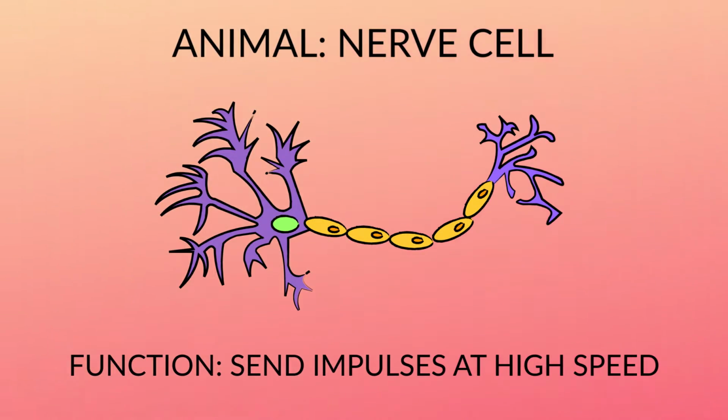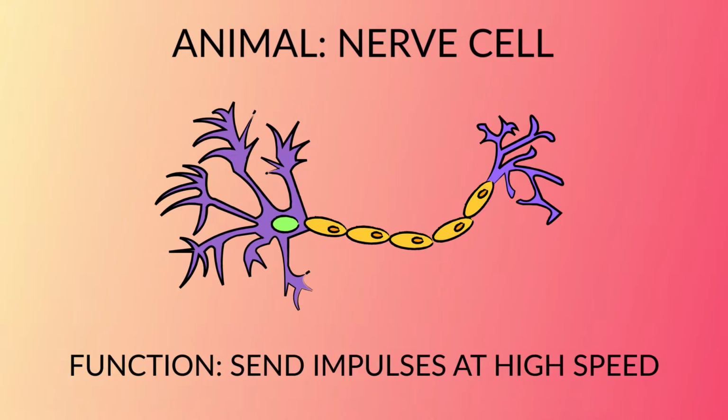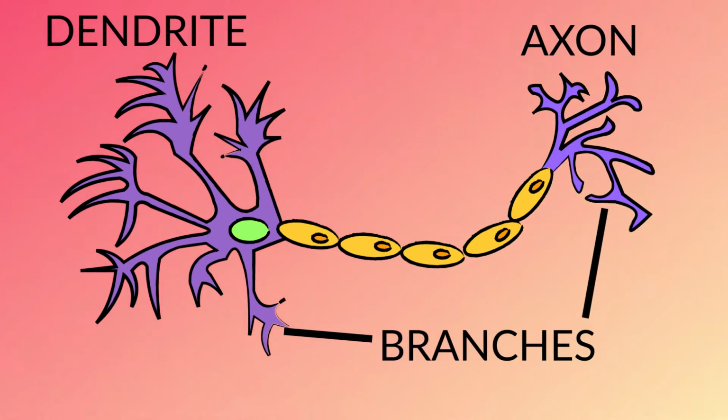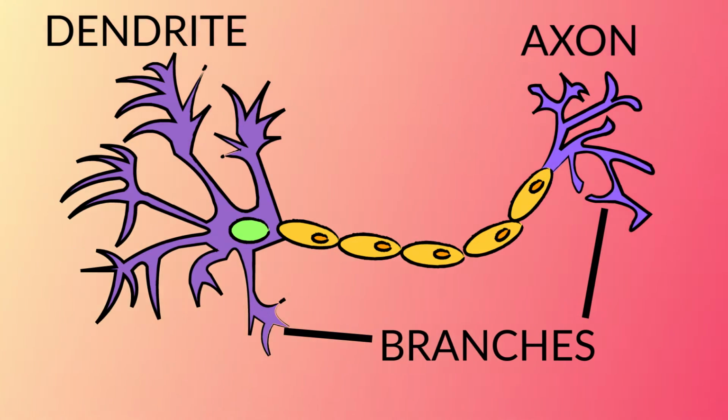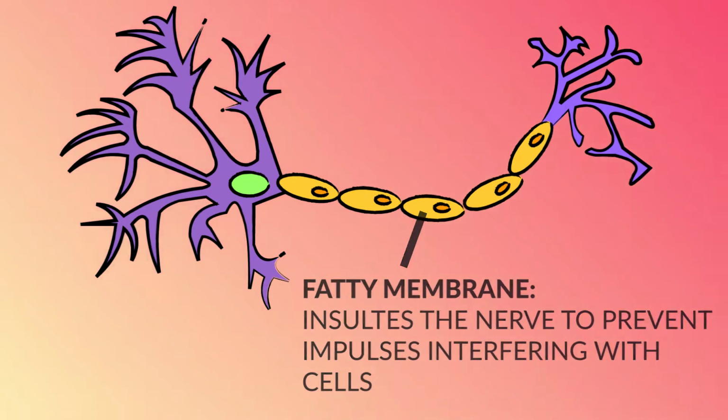A nerve's function is to provide impulses around the body at high speed. Nerves are elongated cells which allow impulses to travel long distances with the fewest breaks between cells, known as synapses. There are many branches at both ends of a nerve cell which allow impulses to be carried to adjoining nerve cells if necessary. Nerves are insulated in a fatty membrane which prevents the signals affecting other cells in the body.